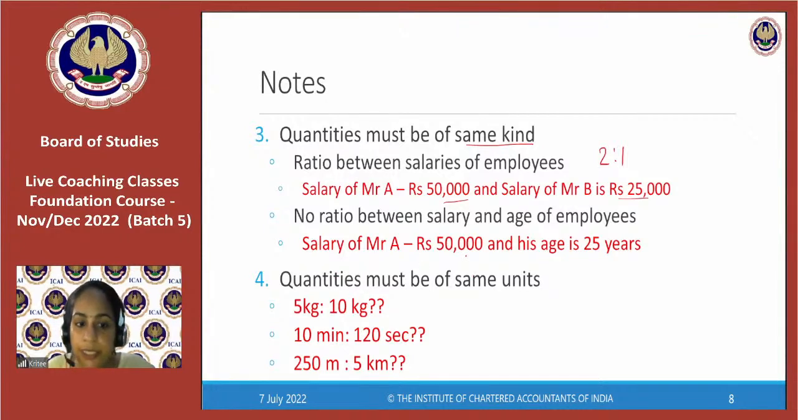Okay. The next part, the quantities must be of same units. Apart from same kind, they must be of same unit. Now, what is the difference between having them in the same unit?